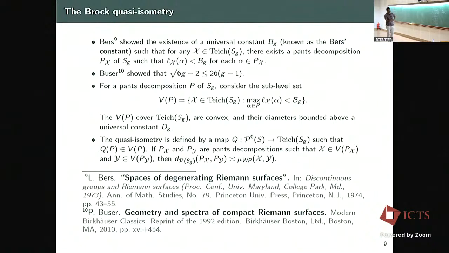And under this quasi-isometry, what is the comparison? How do these two metrics compare? If P_X and P_Y are Pants decompositions such that X is in V_{P_X} and Y is in V_{P_Y}, then the distance in the Pants graph between P_X and P_Y is comparable to the Weil-Petersson distance between X and Y. Is that making sense? Everybody? Yeah.